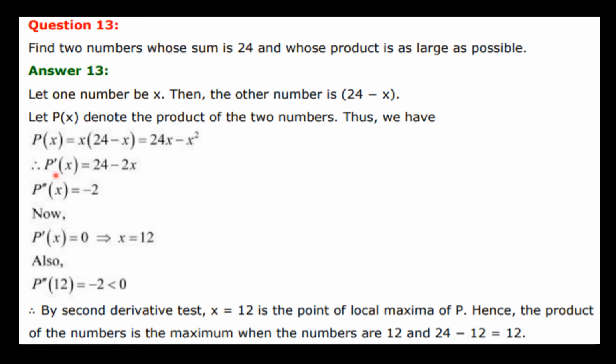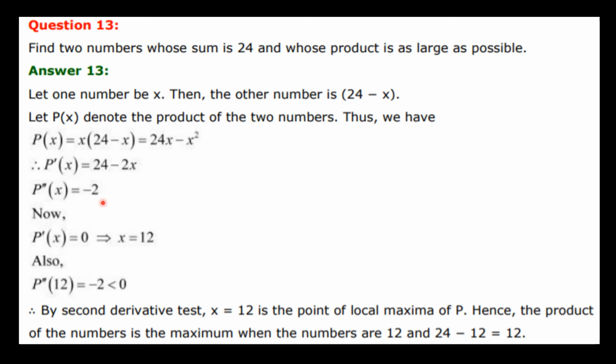Right. So we got here p dash and we got here p double dash also. If you observe here, p double dash is a negative number. Isn't it, my dear children? It is a negative number. If p double dash of x is a negative number, what can you say about the function? The function has a maximum value.